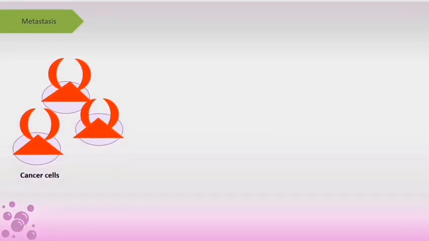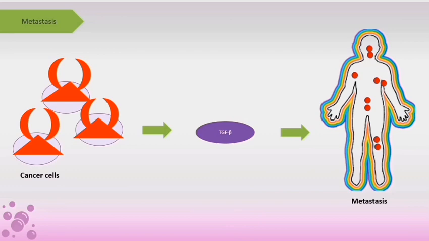While TGF-beta suppresses tumor growth and cancer in the early phase of neoplasia, it can promote tumor progression and metastasis in later phases. The cancer cells in the body also produce TGF-beta. This TGF-beta can lead to metastasis.